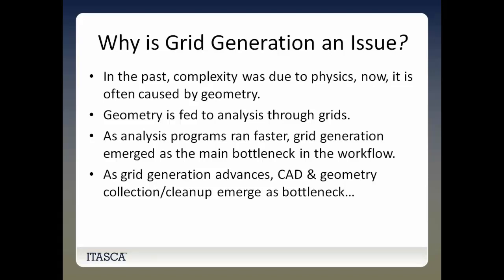As analysis programs such as FLAC3D and 3DEC become faster, then grid generation, which was a very mundane task in the computer-aided engineering task, emerges as a bottleneck, becomes a major obstacle in the speed of things. But recently, as grid generation technologies have advanced, another aspect of the human-machine interaction is becoming more of a bottleneck, and that is the CAD and geometry collection, cleanup, gathering data from various sources, various programs, and so on that emerge as a bottleneck.